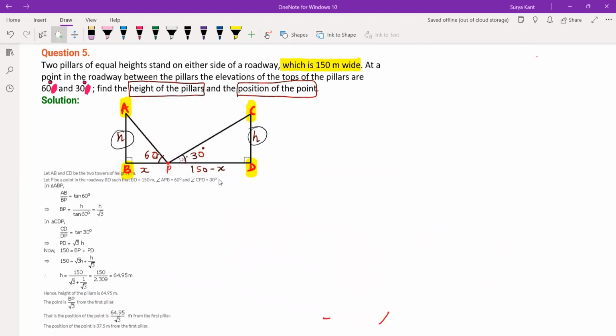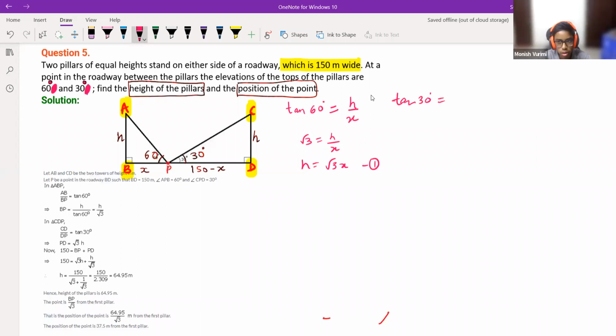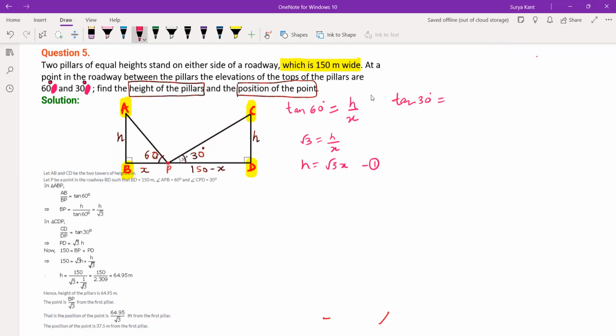So here we have two triangles. I'm just using tan 60. First of all, you understood this, right? x, 150 minus x, h and h. So tan 60 we can write as h by x. So root 3 equals h by x, so h equals root 3x. This is the first equation. Second is tan 30. Let me check, I don't think 75 root 3 is the correct answer.